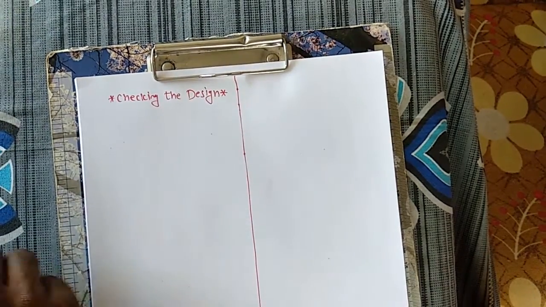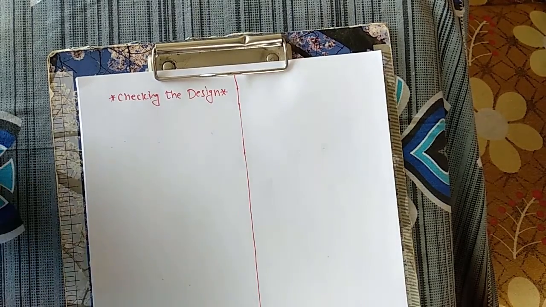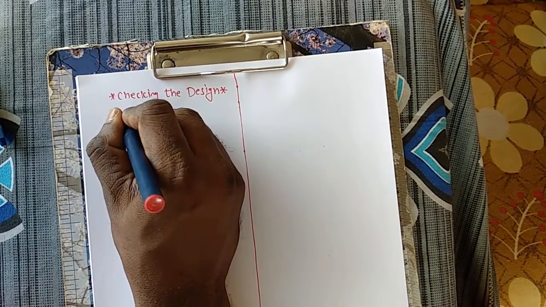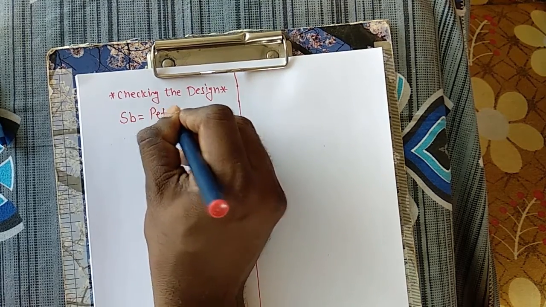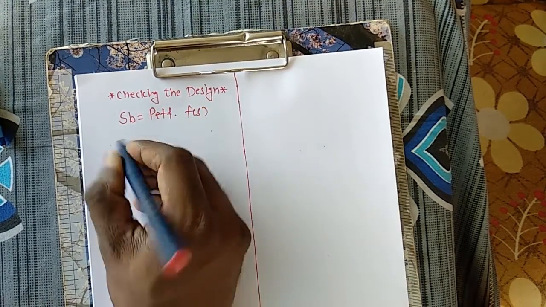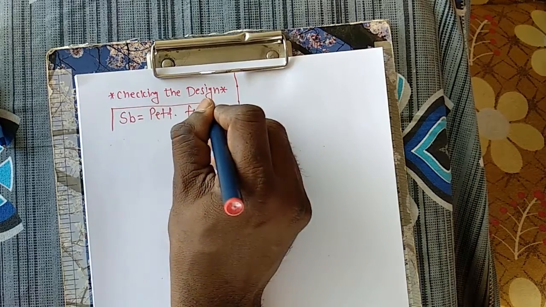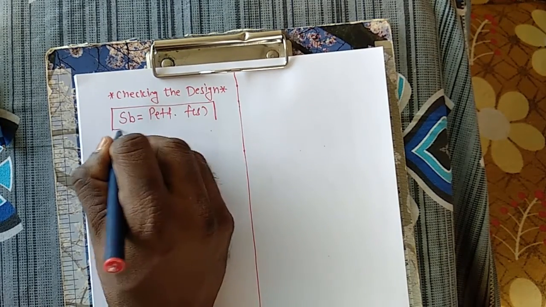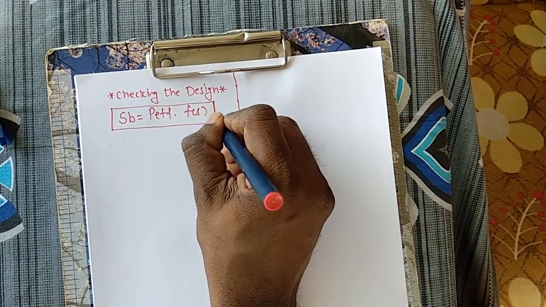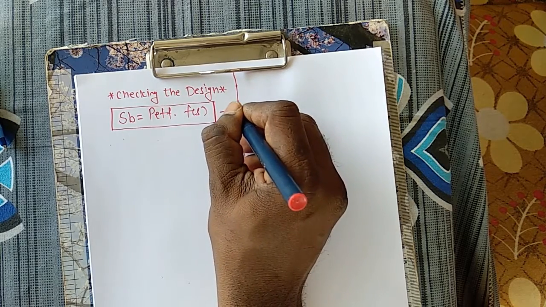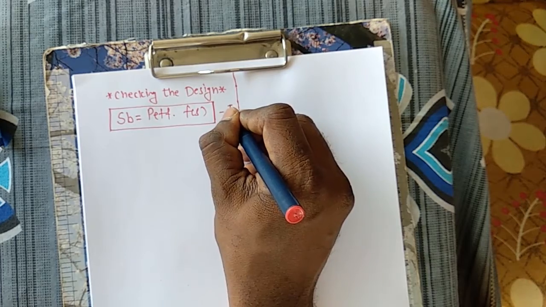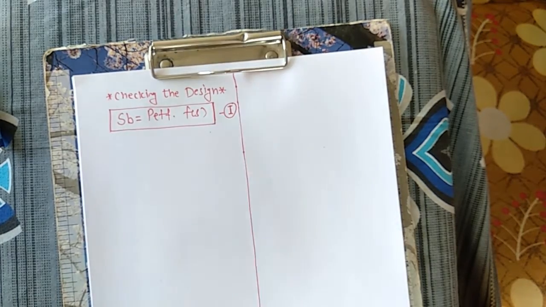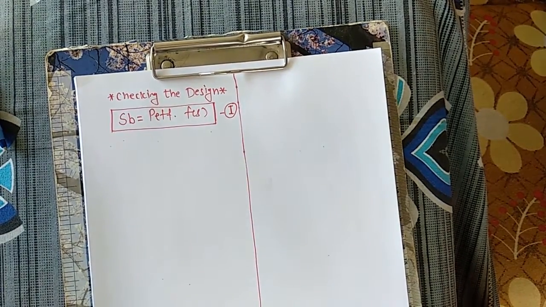Checking the design. So again, for checking the gear design, we have to use the same equation, SB is equal to P effective into Fs, from which equation we have calculated the value of module. That same equation I am going to use here. So I will mark this as equation 1.